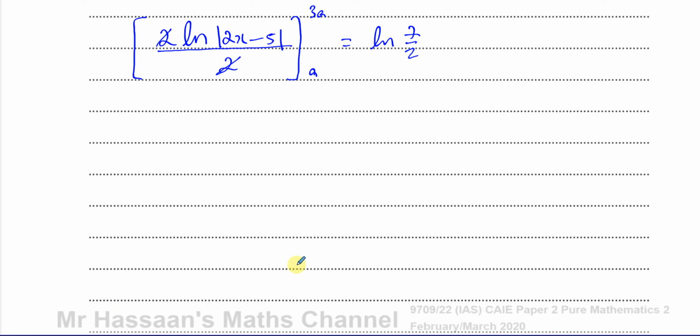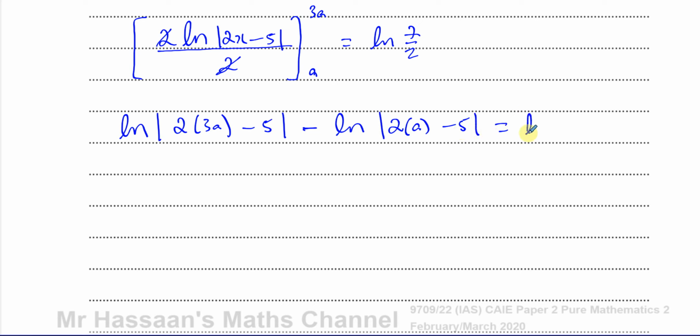Okay, so now I'm going to put the values of a in here. So I have the ln of the modulus of 2 times 3a minus 5, minus the ln of the modulus of 2 times a minus 5, is equal to the ln of 7 over 2. Be very careful that you don't miss out anything or write something incorrectly. So now we have the ln of 6a minus 5 minus the ln of 2a minus 5. Now that should be the modulus, sorry.